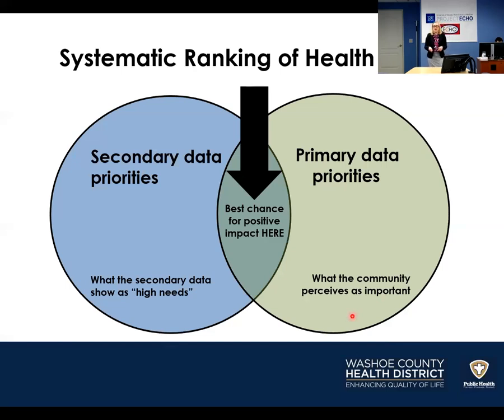When we're thinking about that prioritization and looking at the data and how we're going to make decisions on what work to focus on, I want to encourage folks to think about that sweet spot between your secondary data, which is all that statistics, the census data, youth risk behavior survey, BRFSS, that whole mountain of data, and then also looking at your primary data, which is your opportunity to figure out what the community perceives as important. And when we overlay those two, that sweet spot for success is going to be between those two circles.